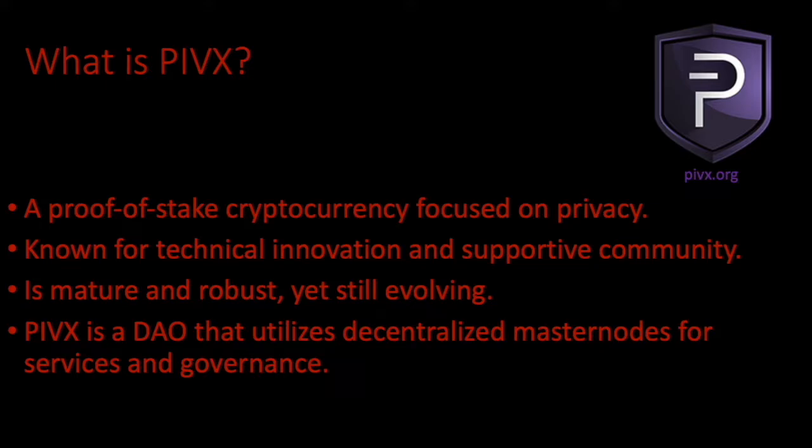Coins like Monero and Zcash, a lot of those are still proof of work. Some of them are moving to proof of stake. PIVX has actually been proof of stake for some time, which has some really nice advantages. The project's been around for a long time. It actually got started in 2016, and it was, in fact, a top 10 cryptocurrency. It's always been known for technical innovation and a very supportive community.